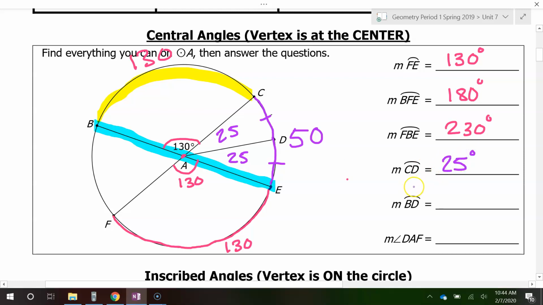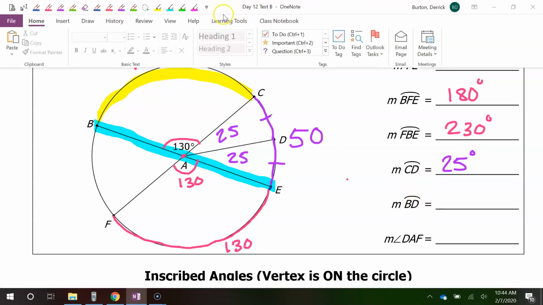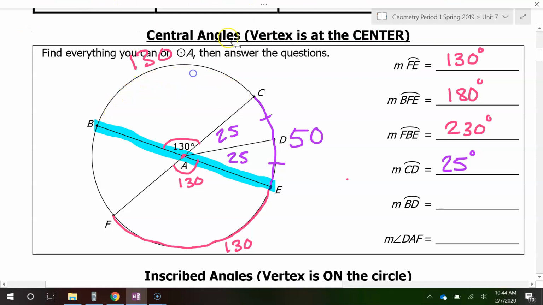Okay, how about arc BD? So arc BD goes like this. All right, there's arc BD. Well, that's going to be 130 plus the extra 25. So that's going to be 155.